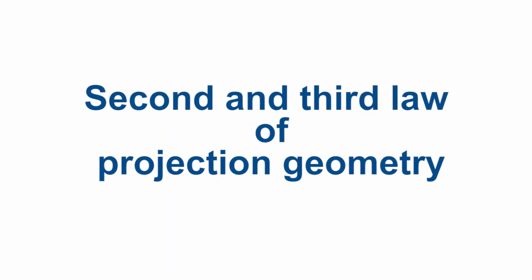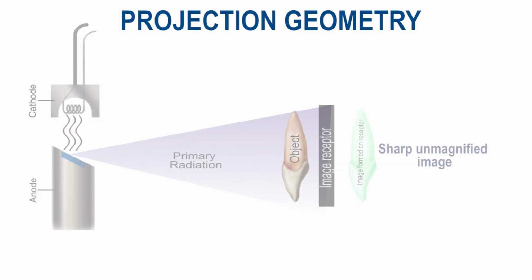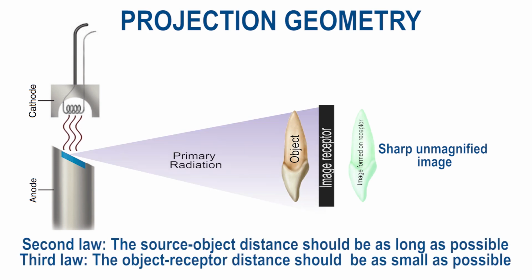Second and third laws of projection geometry are concurrent to each other. These laws are followed to prevent image size distortion, or in simpler words, image magnification. The second law of projection geometry states that the source receptor distance should be as long as possible, whereas the third law states that the object receptor distance should be as small as possible. It is supported by the fact that increasing the focal spot to object distance and decreasing the object to receptor distance reduces image blurring by reducing the divergence of the X-ray beam.